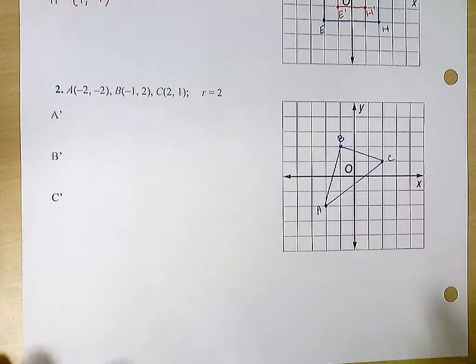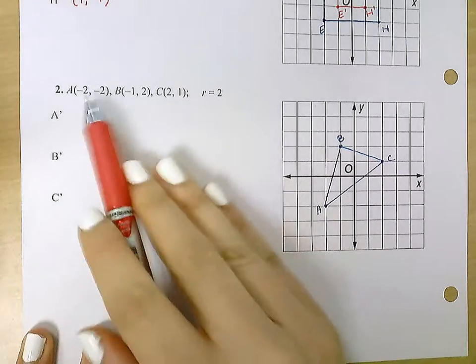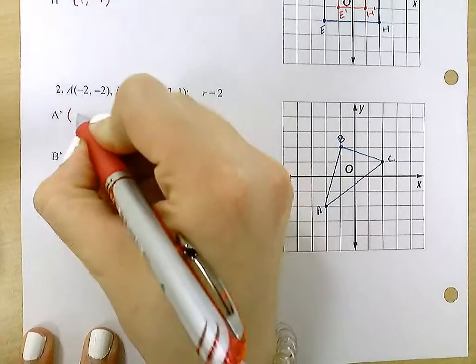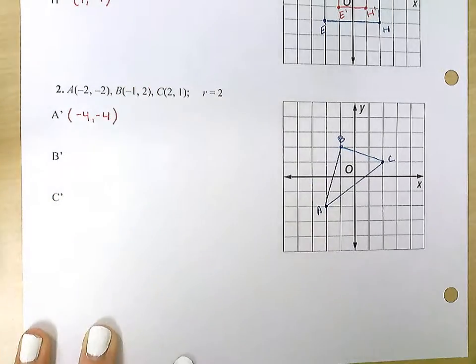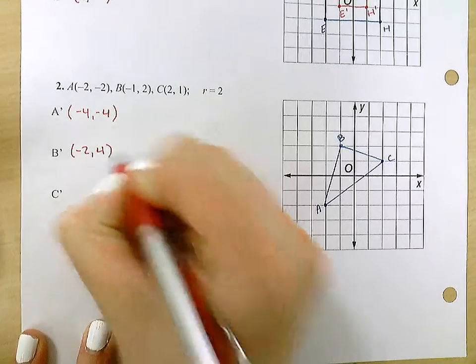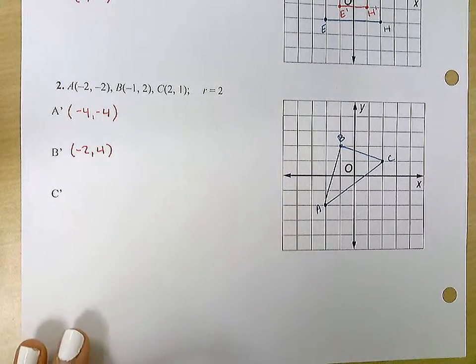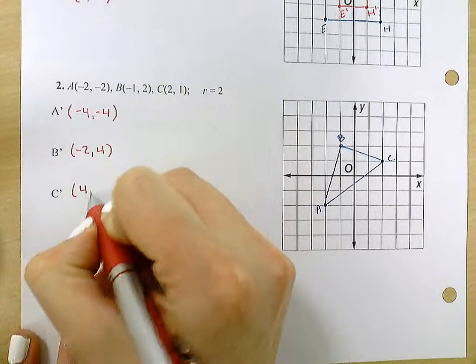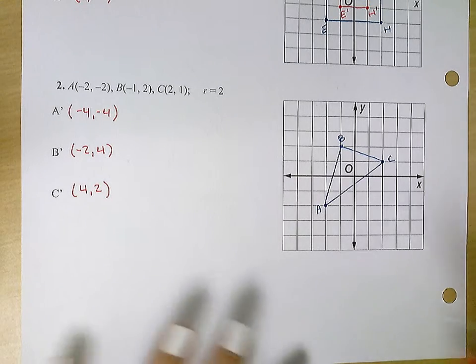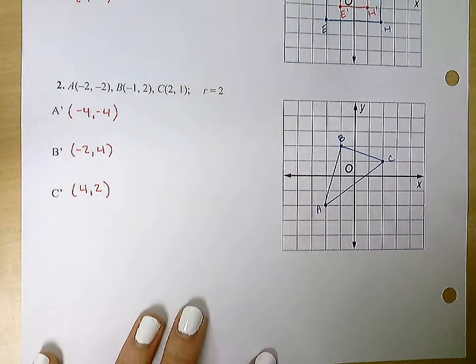All right, so here is my pre-image using those coordinates. Now I want to find my image using a scale factor of 2. So I would multiply 2 into each of my coordinates here. A prime would be at -4, -4. B prime would be at -2, 4. And C prime would be at 4, 2. So from here I can plot each of those points.